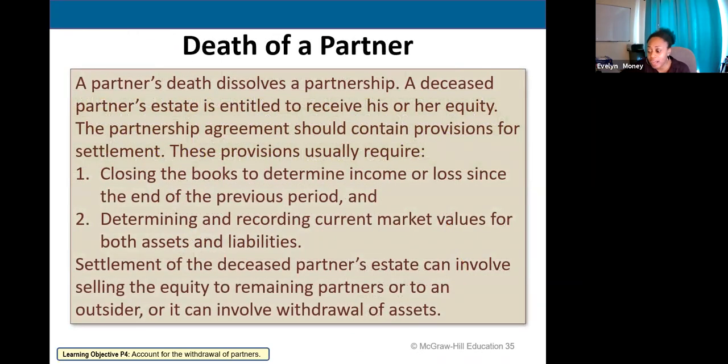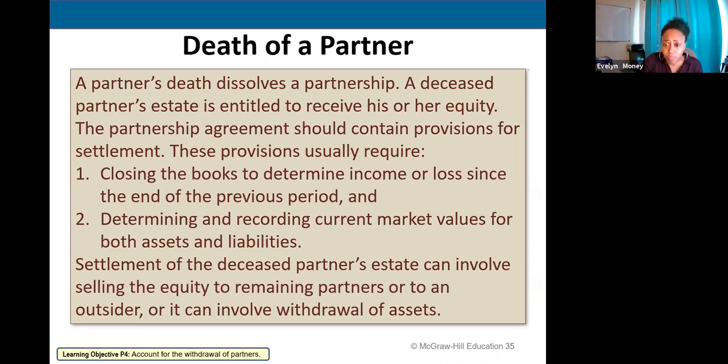What happens when a partner dies? Well, when a partner dies, it's the same as when a partner leaves. The partnership ends at the date of death because the partner that passed away, their estate has to be settled. So we need to know the value of that partner's capital account as of the date of his death. The business can't continue if he or she is no longer there.